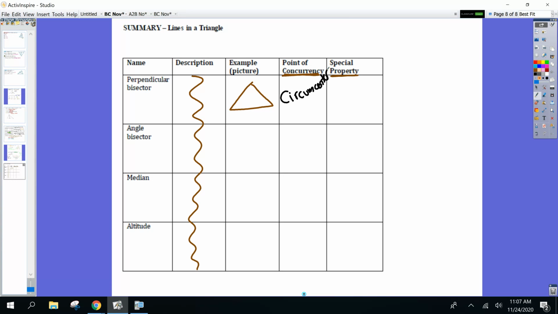There is an assignment that's due on Monday. It's not too bad. It's just centroid work.